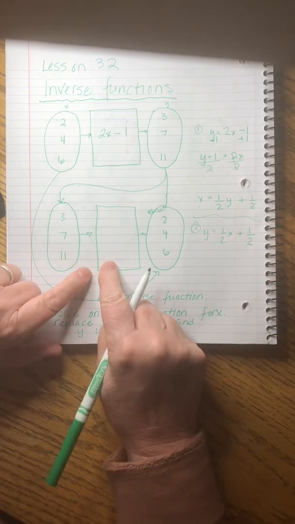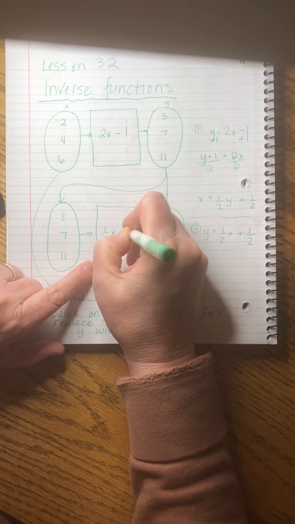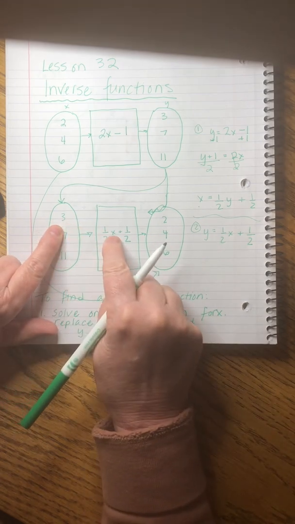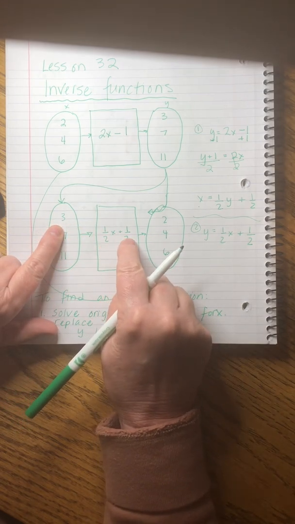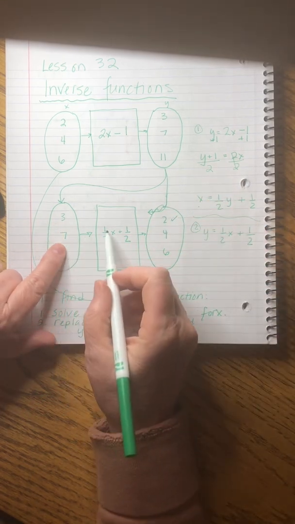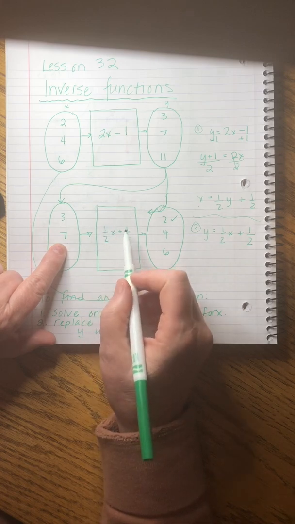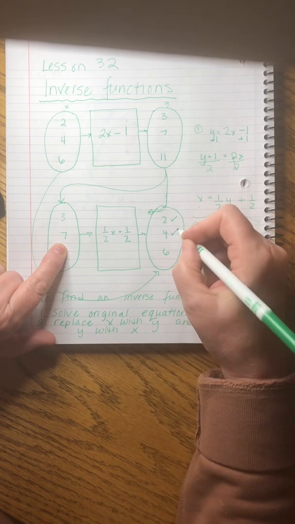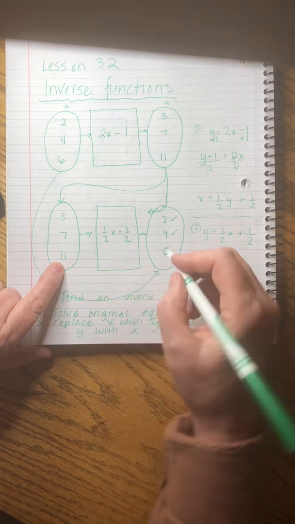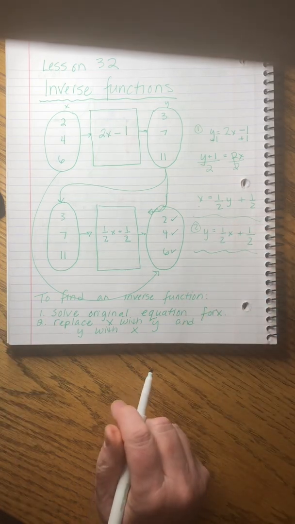So what that means is that this should work to go in this direction. Let's see. 3 times 1/2 is 3 halves, plus 1/2 is 4 halves, which is 2. That one works. 7 times 1/2, that's 7 halves, plus 1 more is 8 halves. That's 4. That one works. 11 over 2 plus 1 more is 12 over 2. That's 6. Okay, so it worked. That's the inverse function.